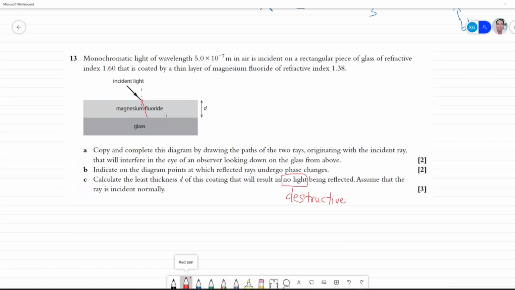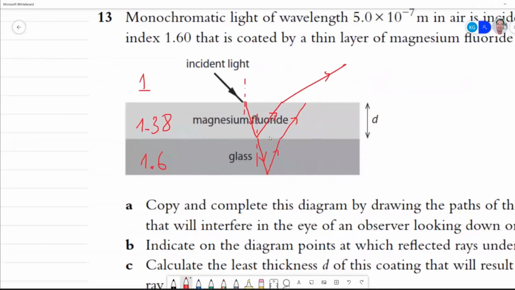This is higher refractive index, right? Let's write the refractive index. Incident ray, glass. Okay, this is 1.6 and this is 1.38. This is 1 for the refractive index. Therefore it will be reflected here and out, and then reflected even more here, right? Because it's higher refractive index, reflected up, and then parallel.